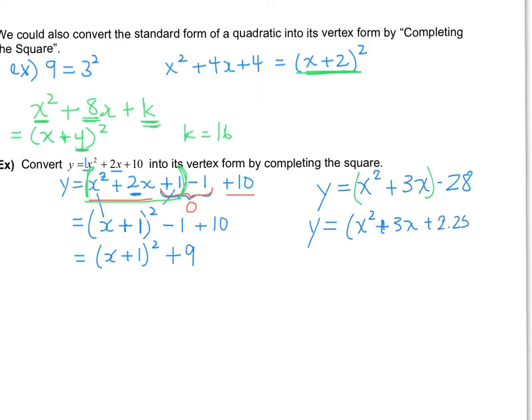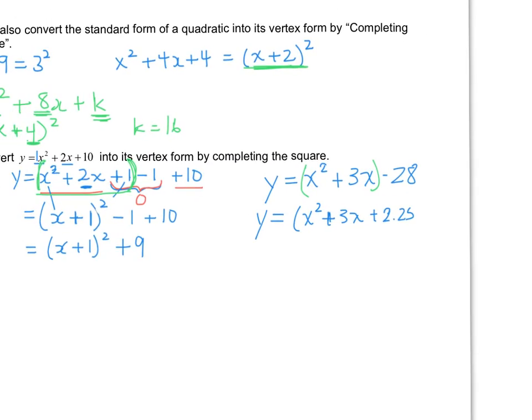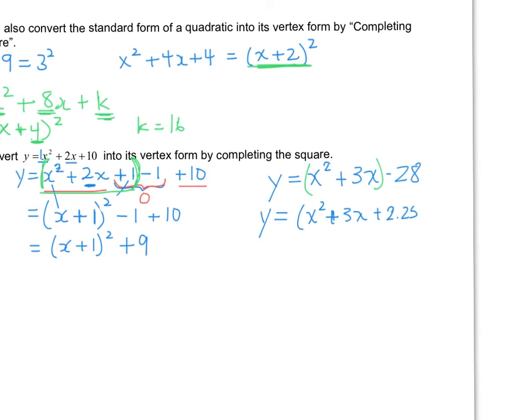So I'm going to add that amount, but I can't just go adding an amount to an equation because then it's not the same anymore. I'm also going to subtract that amount. So the net result is 0, and I still have the minus 28 on the end of that.